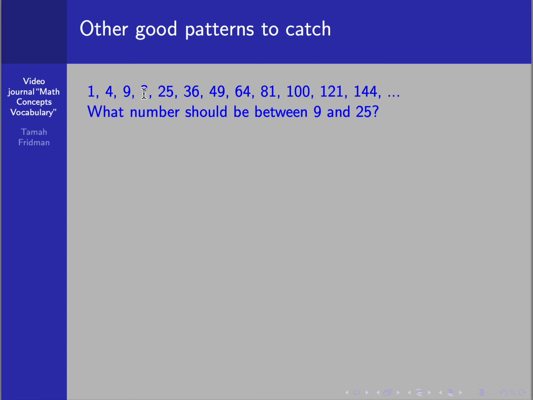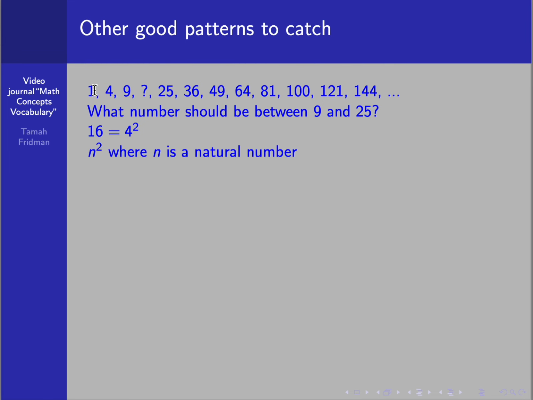But let me check further if the pattern holds. Is this 5 squared? Yep. 6 squared, 7 squared, 8 squared. Yeah, it works. See how 121 is 11 squared and 144 is 12 squared? So I guess we caught on to a pattern. Since this is 3 squared, the number in here should be 4 squared. So let's write it down. It should be 16 because 16 is 4 squared.